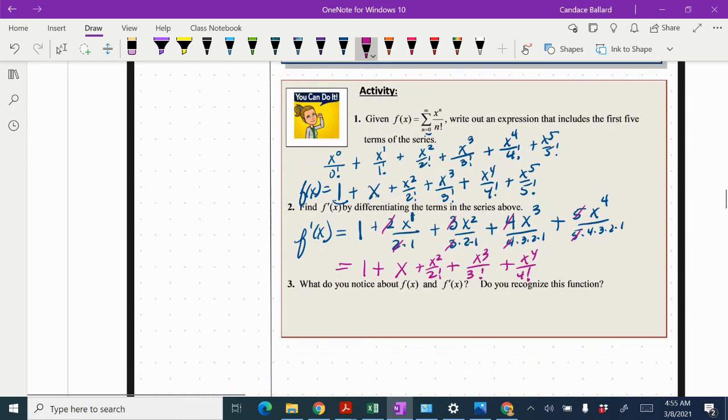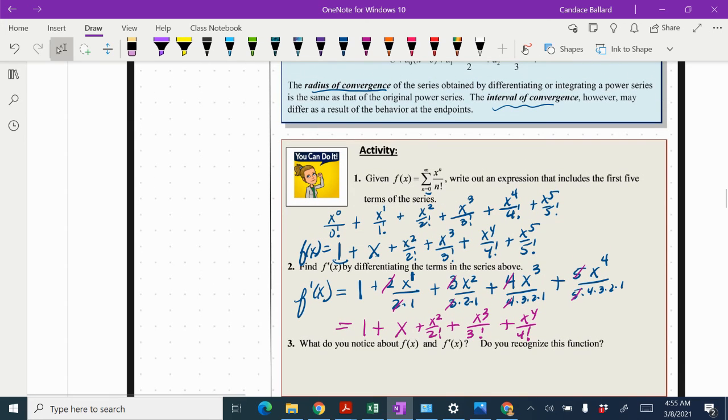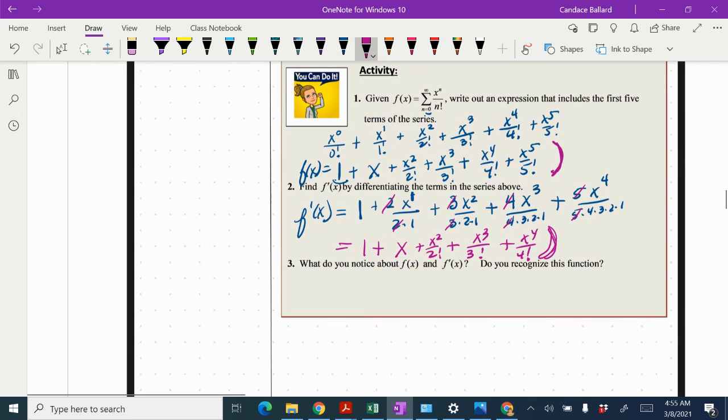Hopefully you notice that this function and this function basically ended up being the same thing, right? We just went down by a term. The function actually equals its derivative, and we know that the only function that equals its derivative is e to the x. So that means f of x equals e to the x. And if we look at our expansion, this is actually the expansion for a Taylor polynomial, or Maclaurin polynomial, for e to the x.